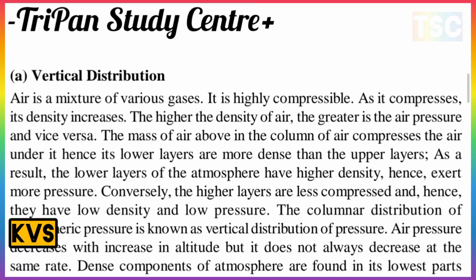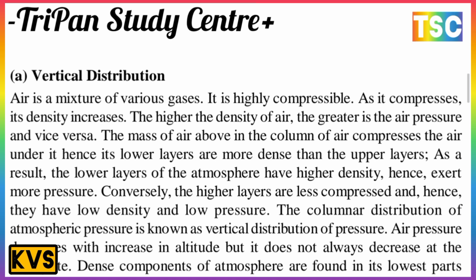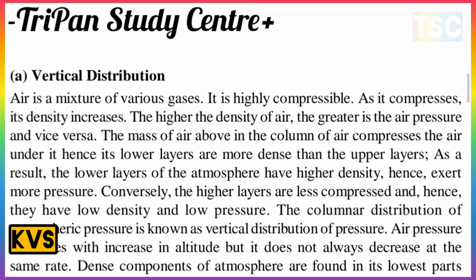The lower layer of the atmosphere has a high density, and this is the most important point. The higher layers are less compressed and hence have a low density and low pressure. This distribution of atmospheric pressure along the column is known as the vertical distribution of pressure.